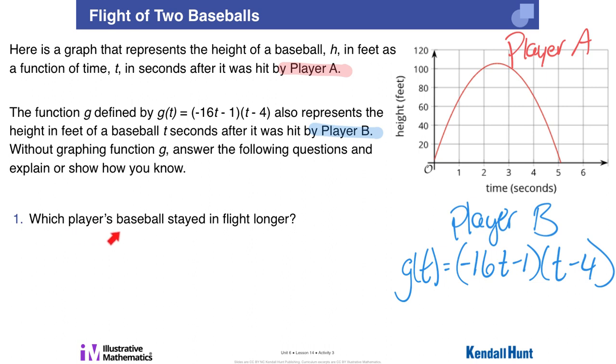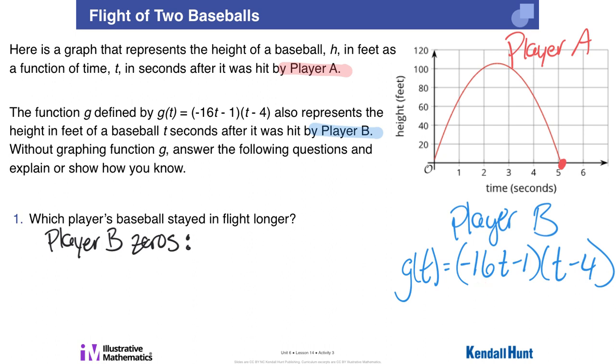So first question, which player's baseball stayed in flight longer? I can see that player A's baseball hit the ground just shortly after 5 seconds. To figure out how long player B's baseball was in the air, we need to find the zeros because again, those are going to be our x-intercepts, or when the ball hits the ground. And so from our first factor, we need to figure out what does t need to be to make this equal to 0, because anything times 0 is 0.